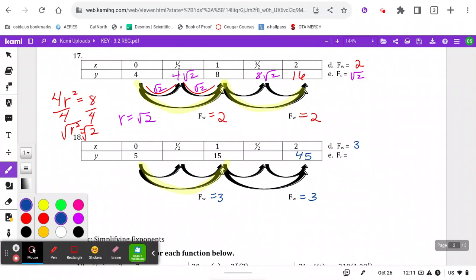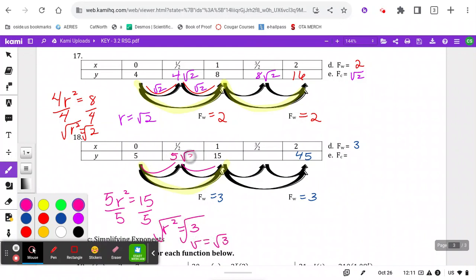Then we're going to break up that jump of 3 into 2 smaller jumps, right here and right here. 5r squared is 15. So r squared is 3. Break that up into 2 jumps. R is root 3. So 5 root 3, 15 root 3 fills in the table.